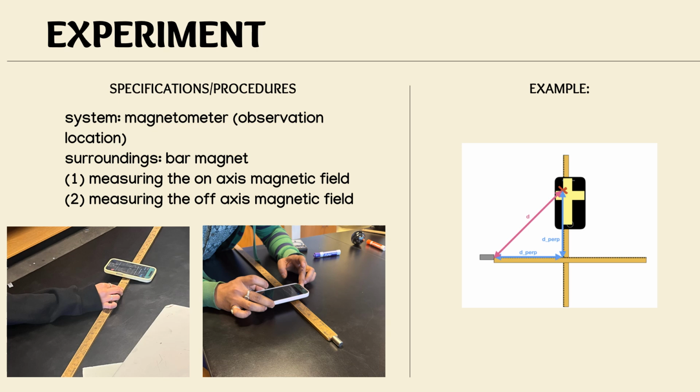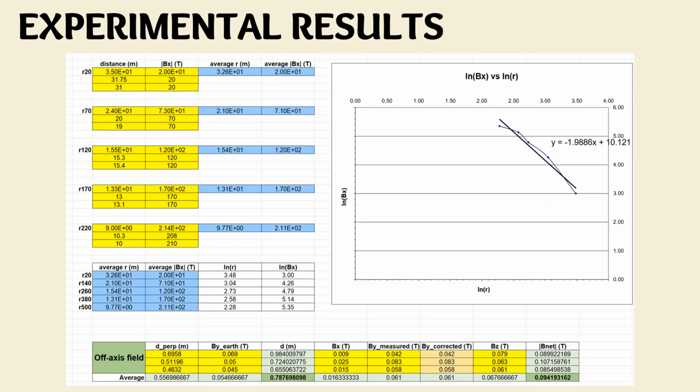Now I'm going to walk everyone through the experiment that we did. First, just to specify, the system was the observation location, which in this case was the magnetometer, and the surroundings were the bar magnet. First we measured the on-axis magnetic field and then the off-axis magnetic field. Here are my results from the experiment.